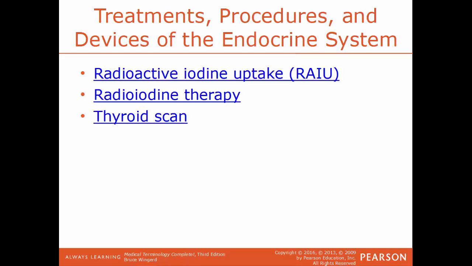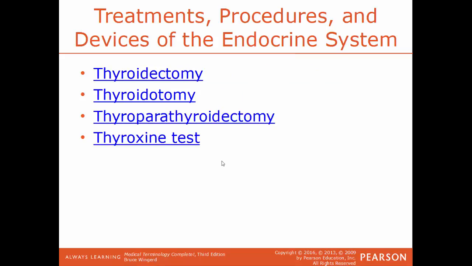This is a nuclear medicine test that will check the function of the thyroid gland after the injection of radioactive iodine. Thyroidectomy, surgical removal of the thyroid gland. Thyroidotomy, cutting into a thyroid gland. Thyroparathyroidectomy is the surgical removal of the thyroid gland and also the parathyroid glands. Thyroxine test. These are tests that are used to evaluate the levels of T4 within the body, which is a hormone produced by the thyroid gland. The point of the thyroxine test is to check for function of the thyroid gland.